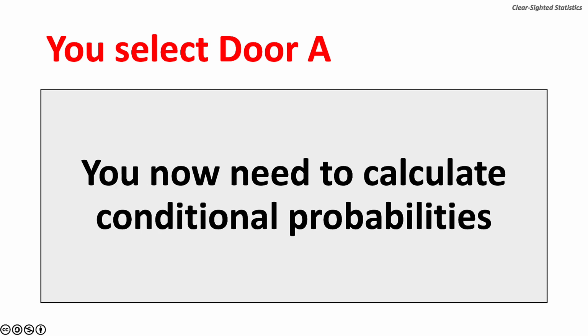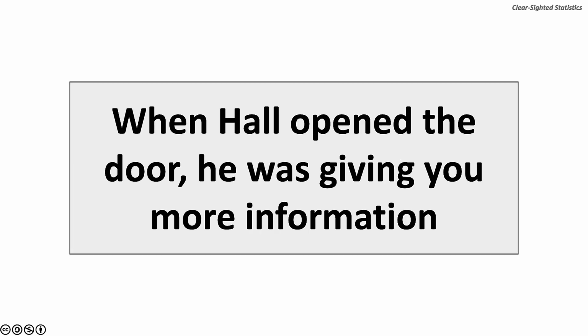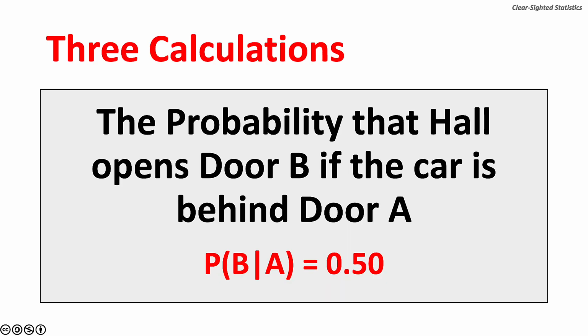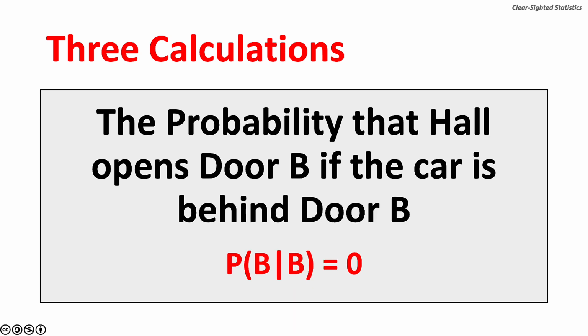You now need to calculate the conditional probabilities. When Hall opened door B, he was giving you more information that alters the prior probabilities. Three more calculations are needed. 1. The probability that Hall opens door B if the car is behind door A. The probability that Hall opens door B if the car is behind door A equals 50%. You now need to calculate the posterior probability.